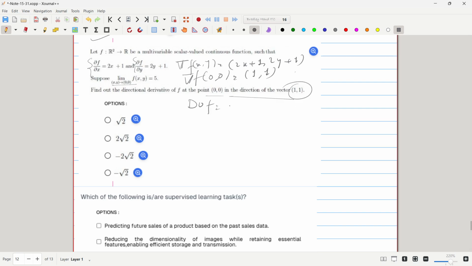So what is the directional derivative? It is nothing but the gradient at a given point dotted with the unit vector. For 1 comma 1, what is the unit vector? 1 by root 2 comma 1 by root 2. So 1 by root 2 plus 1 by root 2, that is 2 by root 2. If you simplify this, you will get root 2. So root 2 is your correct answer.